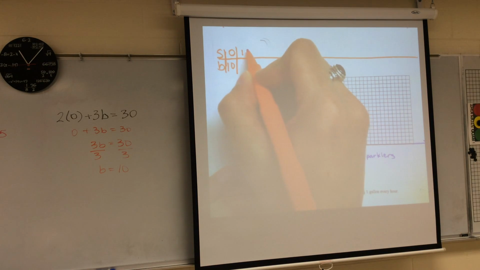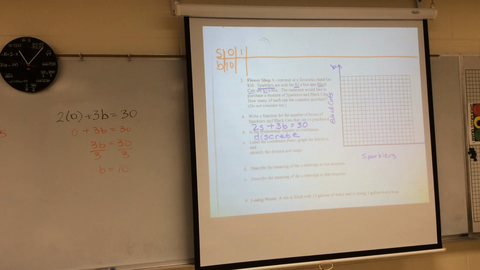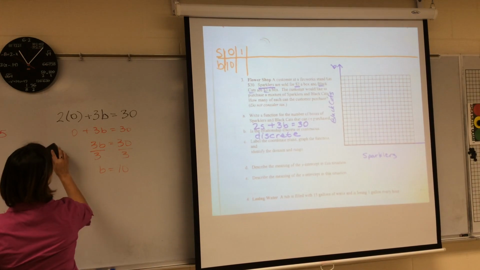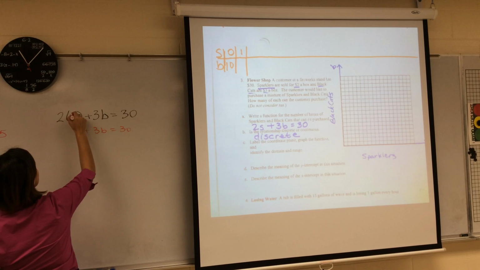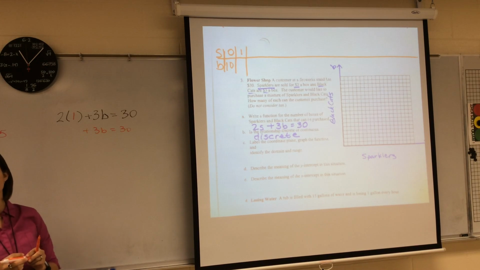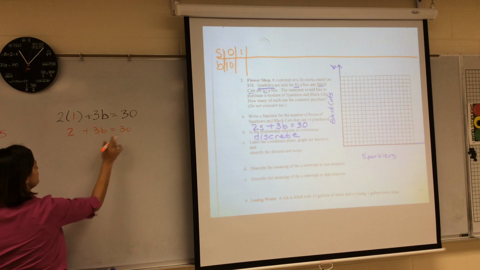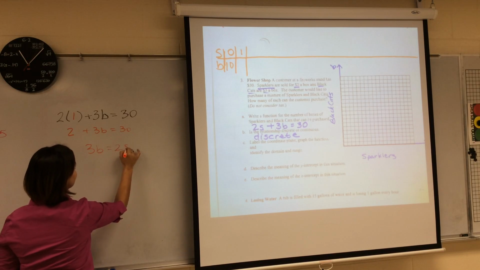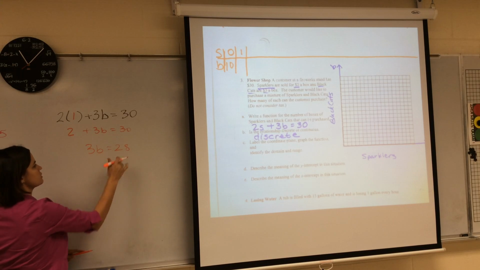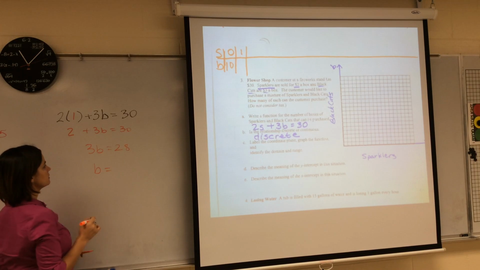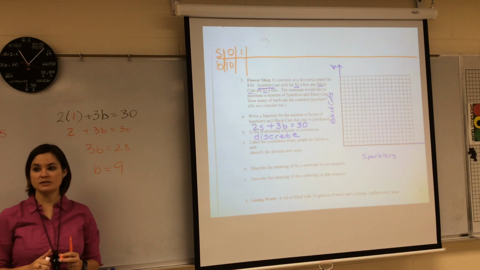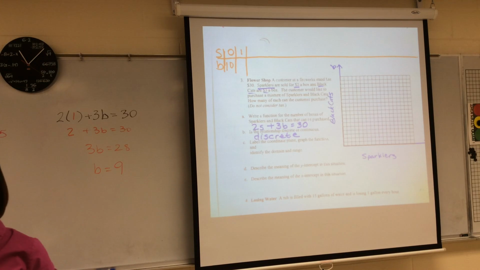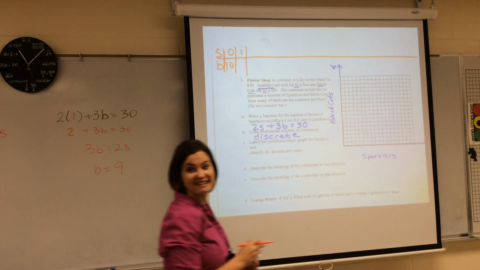Alright, what about when I buy 1 box of sparklers? I'm going to erase this. There we go. So when I have 1, how much did I spend on sparklers? $2. So if I subtract 2 from both sides, I have 3B equals 28. And then 3 goes into 28 how many times? Not dollars, that's number of boxes, right? So can I have 9.3 boxes? No. We can only have a whole number of boxes, so 9 boxes of black cats.